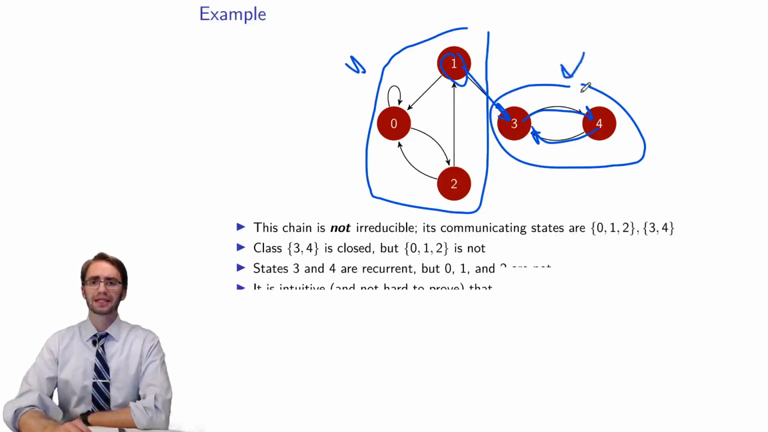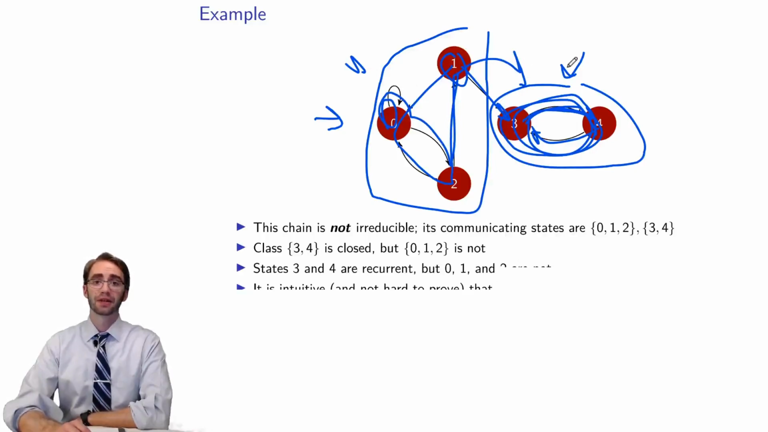This class 3 and 4 is a closed class over here because you're just going to loop back and forth between 3 and 4 forever. So that class is closed. This class on the left is not, because you could go from 0 to 2, or 1 to 2, or 0 and loop back and then go back to 2. You could move around here, but eventually you might move out and land in this other set here. So the set on the left is not closed, but 3 and 4 are.